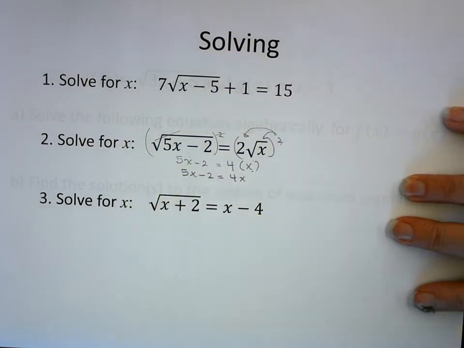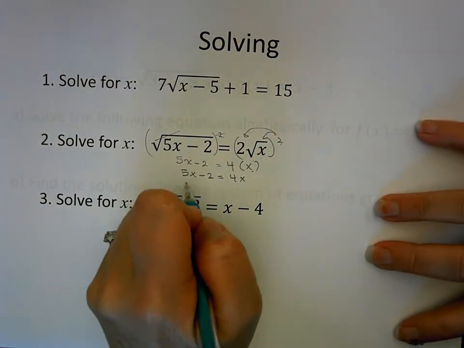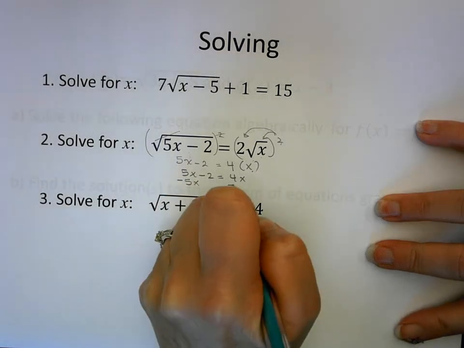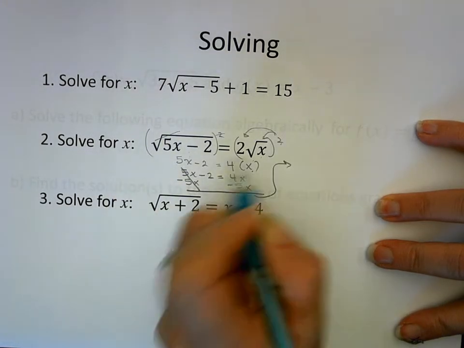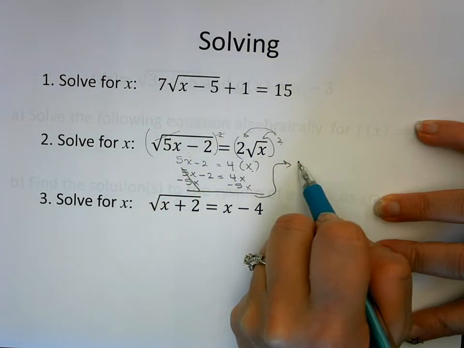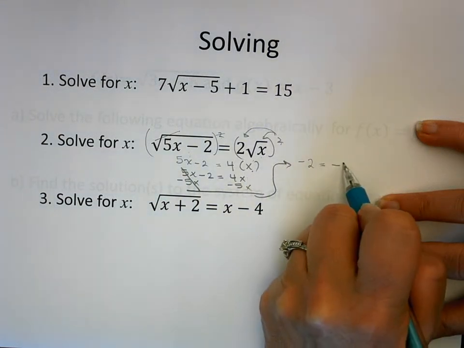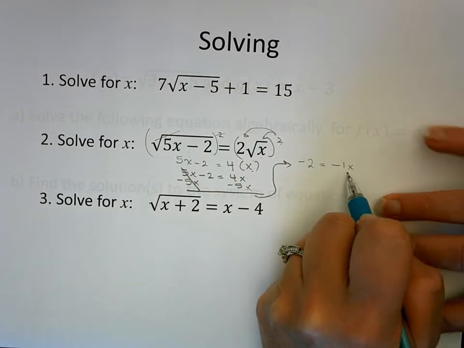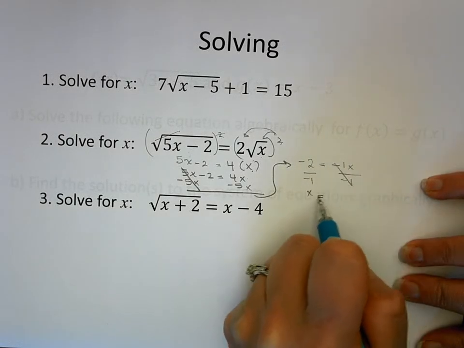And so from here, I just want to solve for x. So I want to get my x terms together. I'll subtract 5x from both sides of the equation. That's 0. So I have negative 2. And then 4x minus 5x is negative 1x. And then divide by negative 1. So x would equal positive 2. Okay.